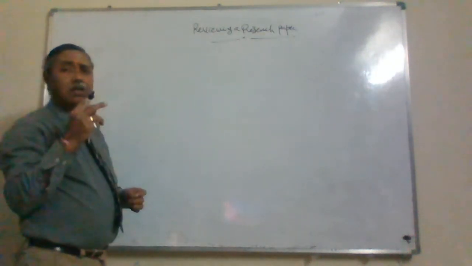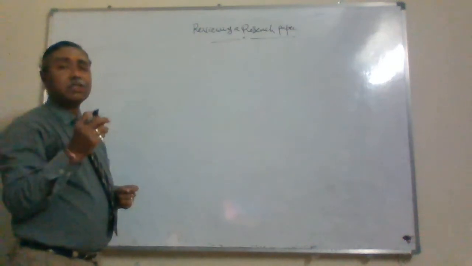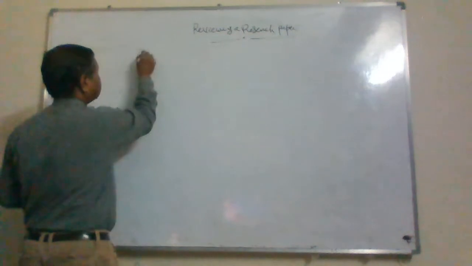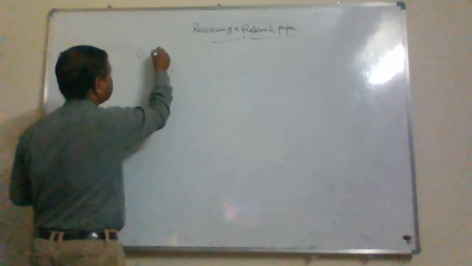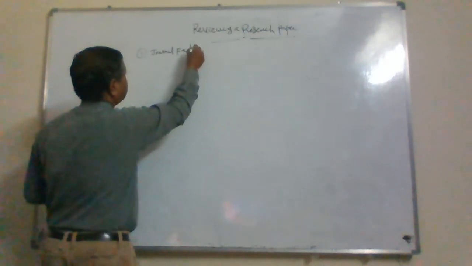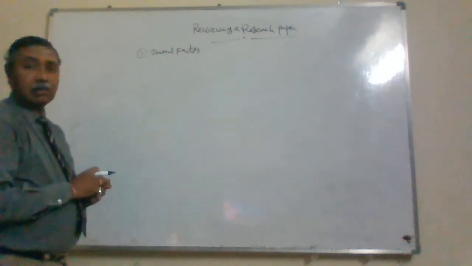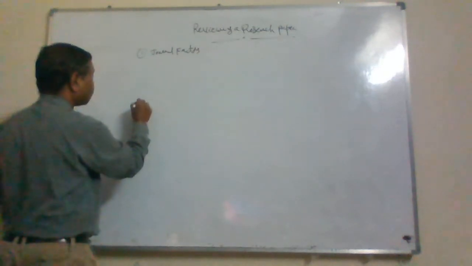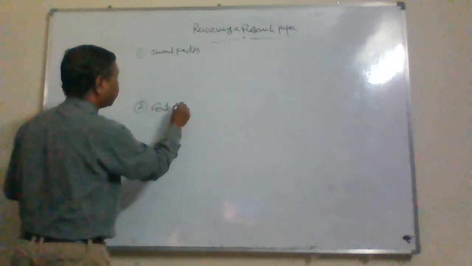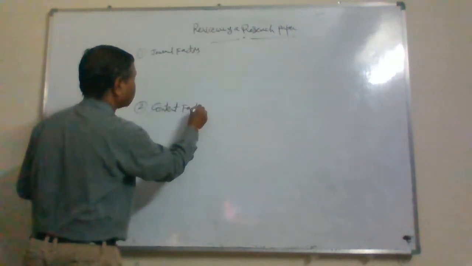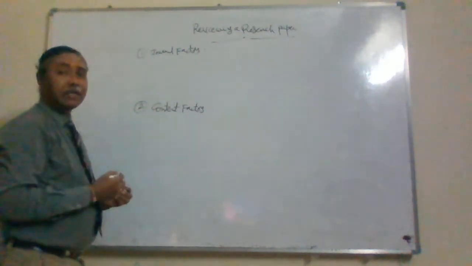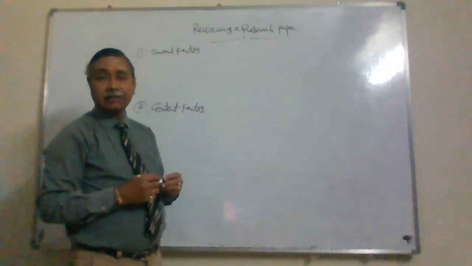Basically, there are two categories of factors on which, as a reviewer, we need to focus. The first category is the journal specific factors, the journal factors. And the second is the content related factors.